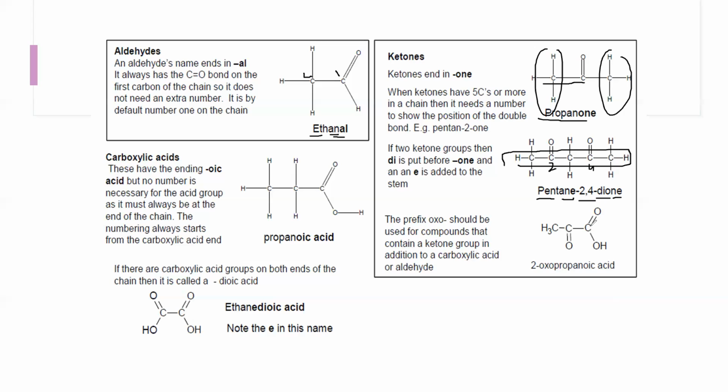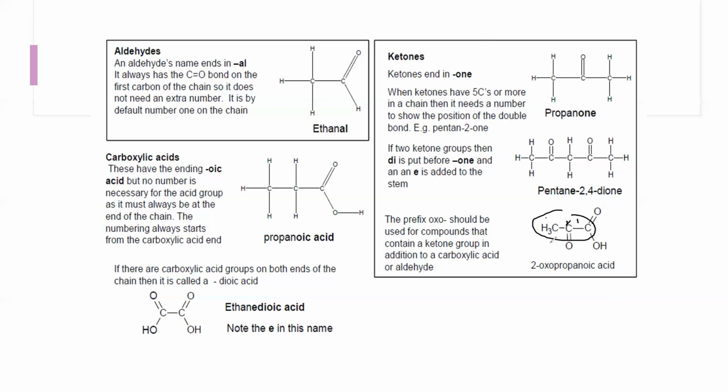And if you have C double bonded with O and OH with a ketone group, so when ketone groups are there as the prefix, we use the term oxo. So you can see when we select 1, 2, 3, it is 2-oxo-propanoic acid. And for carboxylic, C double bonded with O and OH, so this is propanoic acid. This is ethane dioic acid. Is it clear? Any doubt in this part?